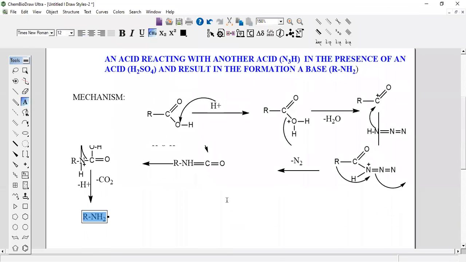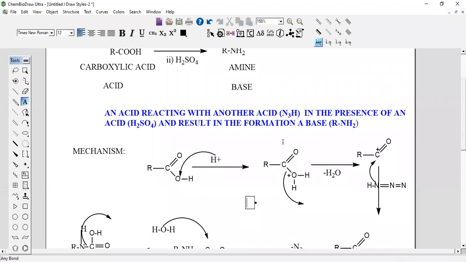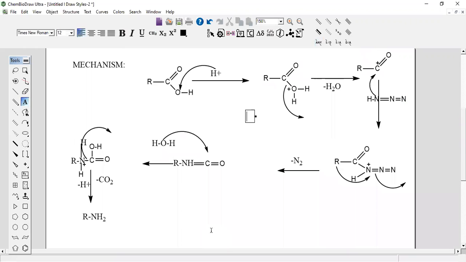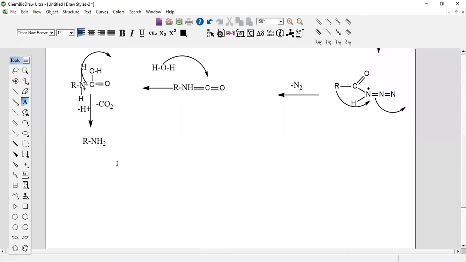I think you followed this one. If anybody has not followed, you can ask me your doubt. Did you follow this one or not? Mechanism. Followed, sir. Okay. Now I will write some reactions. You have to tell me what the product is.